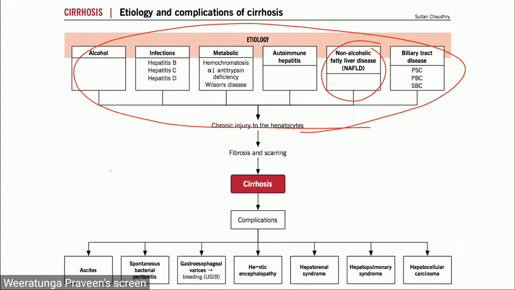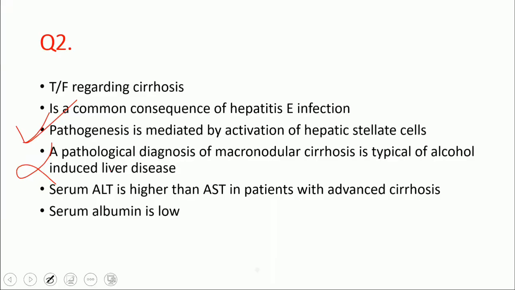Okay, so going back then, cirrhosis does not occur in hepatitis E infection. It is hepatitis B, C, and D. And if you remember your microbiology, virology, this hepatitis D cannot exist without B. So they always go together. Hepatitis B and D, they always go together. Hepatitis A and E cause an acute hepatitis, but do not cause cirrhosis. So the first one is wrong. Right.